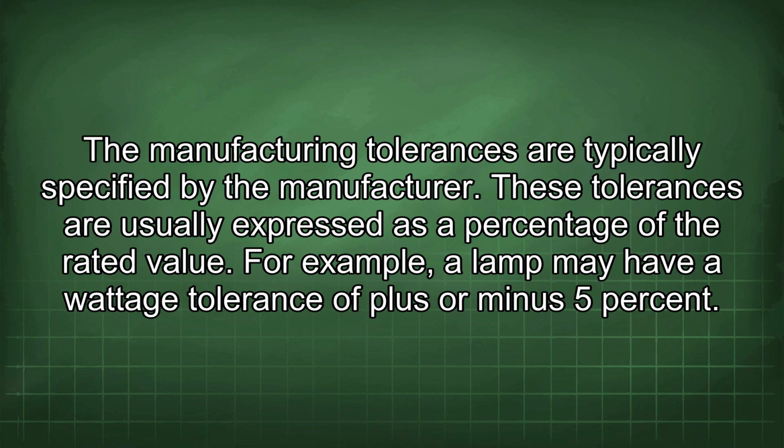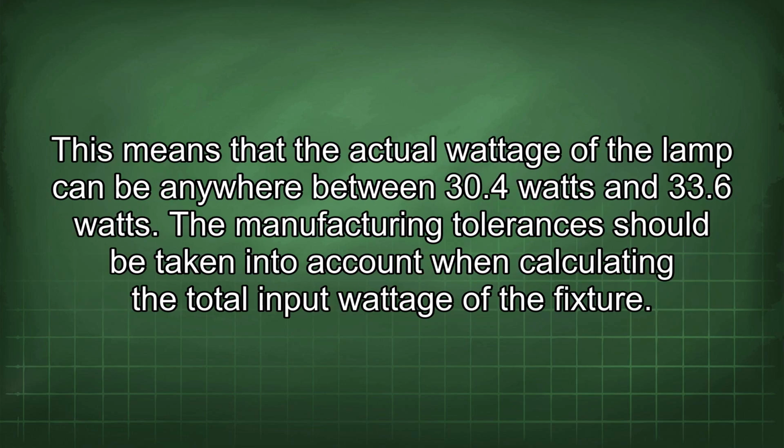The manufacturing tolerances are typically specified by the manufacturer. These tolerances are usually expressed as a percentage of the rated value. For example, a lamp may have a wattage tolerance of plus or minus 5%. This means that the actual wattage of the lamp can be anywhere between 30.4 watts and 33.6 watts. The manufacturing tolerances should be taken into account when calculating the total input wattage of the fixture.